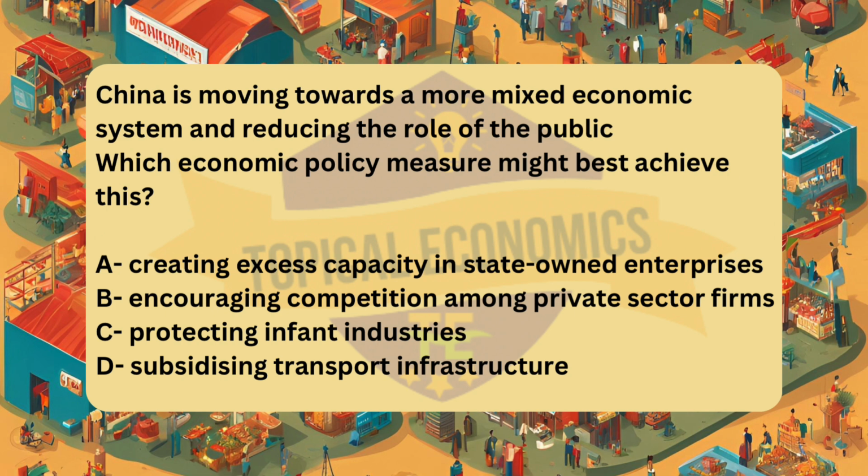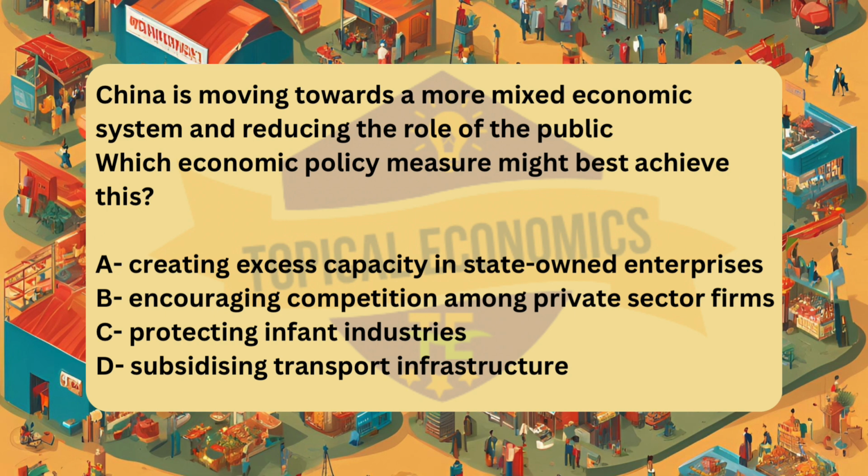For example, option A, creating excess capacity in state-owned enterprises, would likely increase the role of state-owned firms, thus not contributing to reducing public sector involvement. Option C, protecting infant industries, is a form of government intervention that would actually increase the state's role in the economy, as it typically involves subsidies or tariffs to protect domestic industries from international competition.